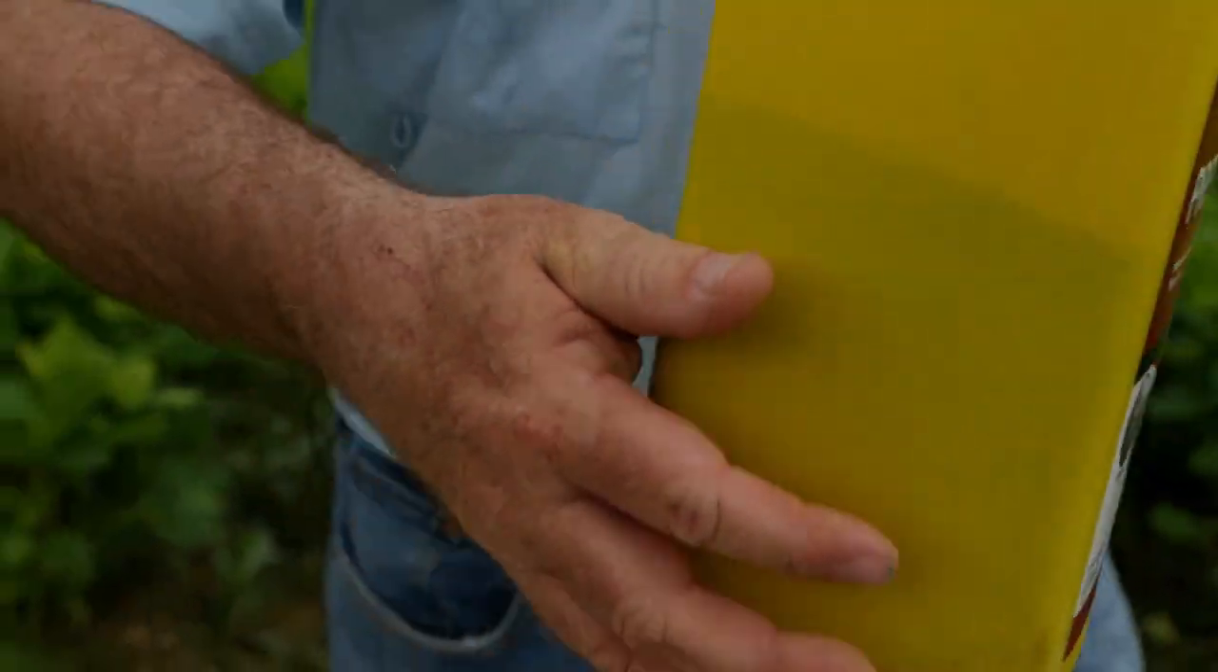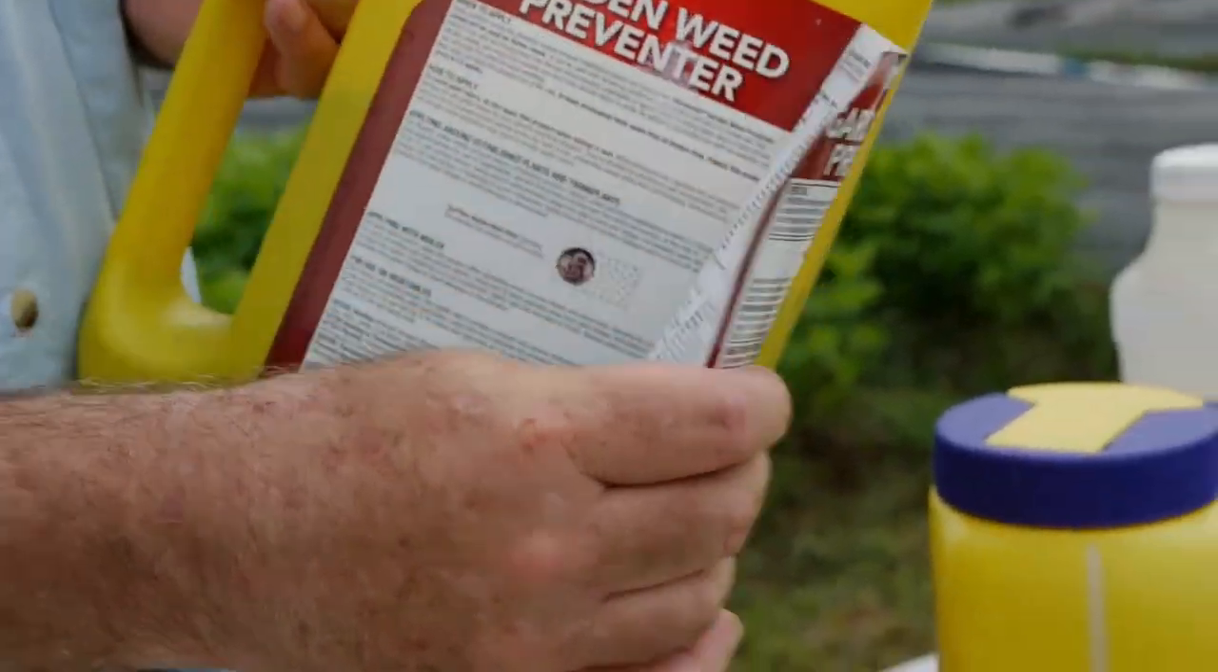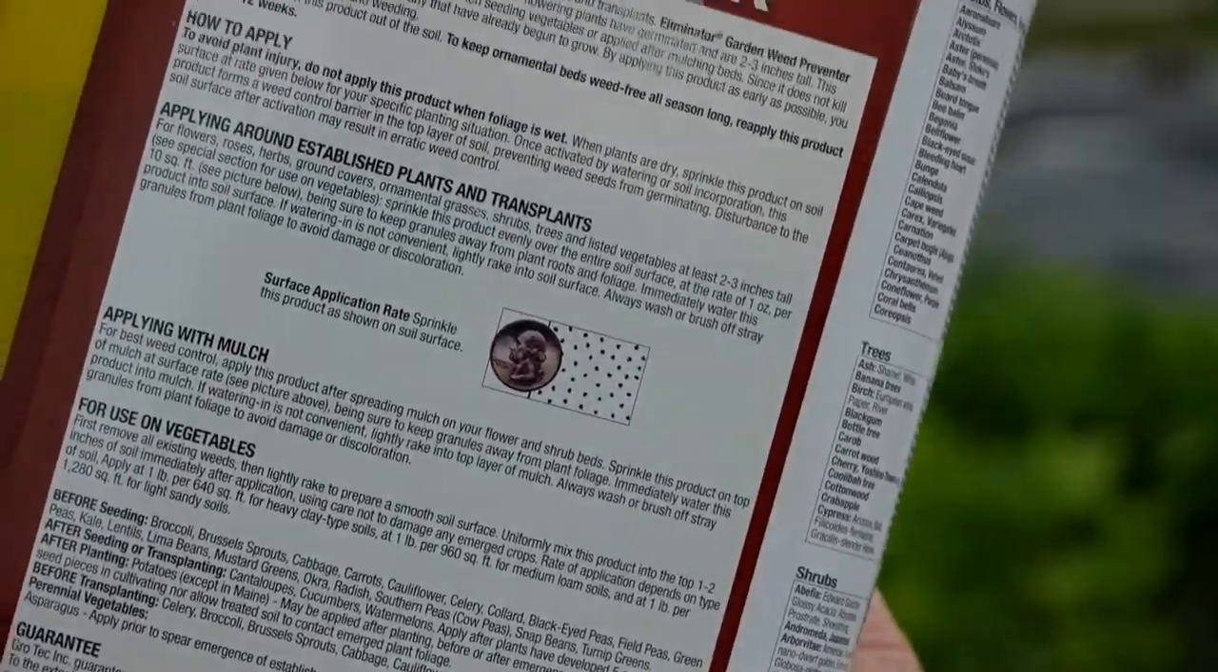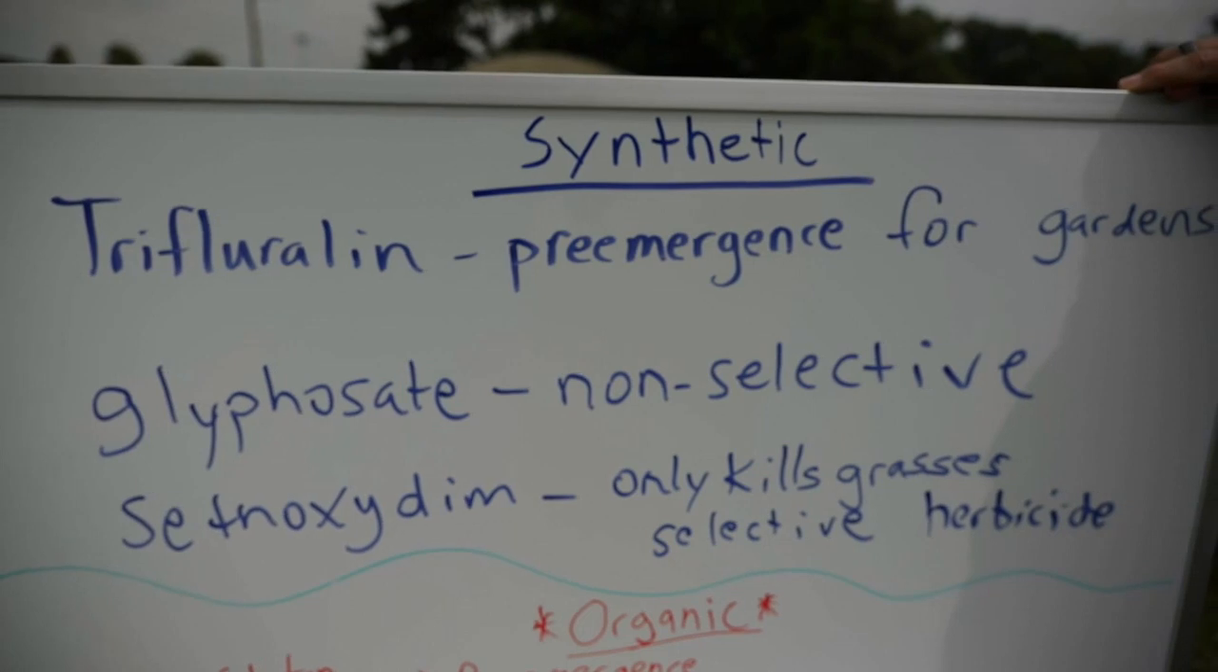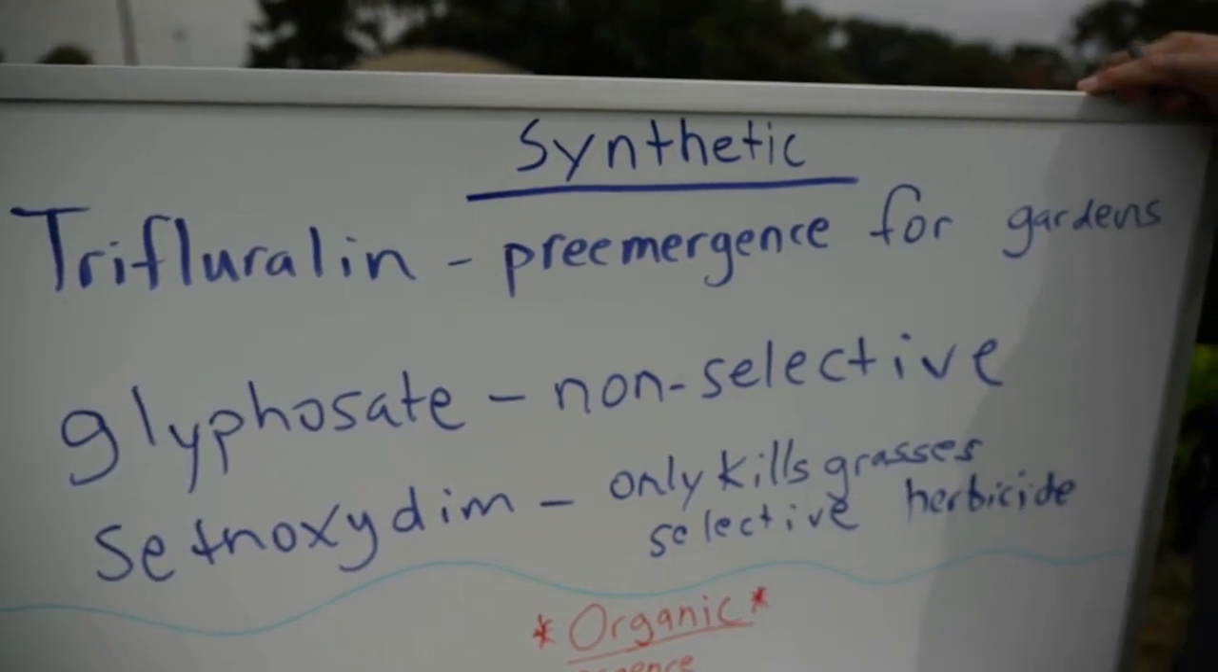And the product label in the back here tells you exactly how to use this product in your vegetable gardens. The active ingredient trifluralin, a trade name that's out there, is Treflan. It's a pre-emergence herbicide.